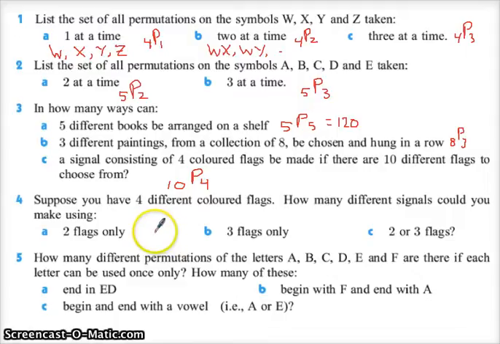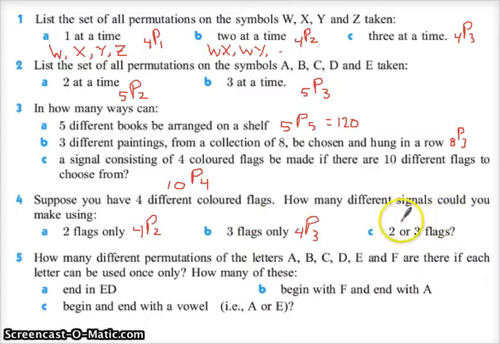Suppose you have different colored flags. How many signals could you make using 2? Suppose you have 4 different colored flags. If you were going to pick 2 of them, you would have, is this getting easy yet? You'd have that many arrangements. If you had 4 and you were going to pick 3, no, P doesn't stand for pick. I know it seems like it should stand for pick.